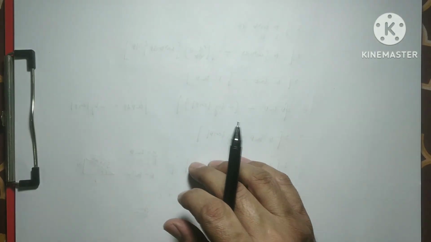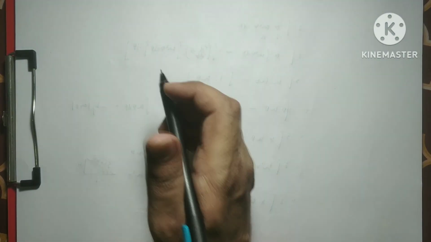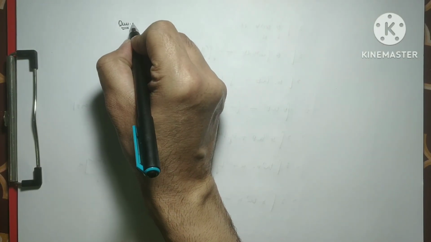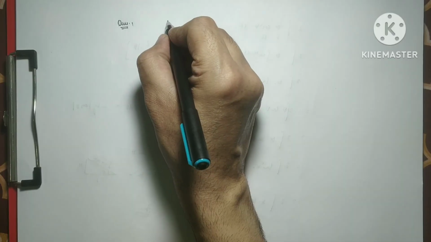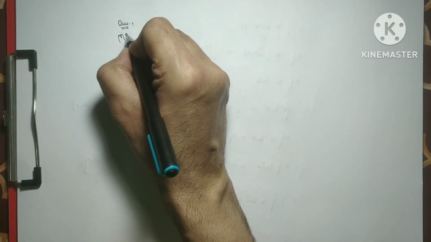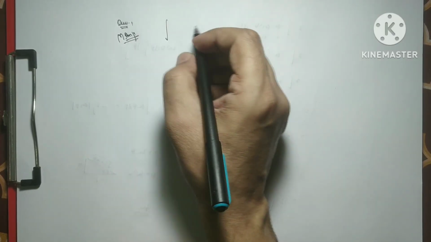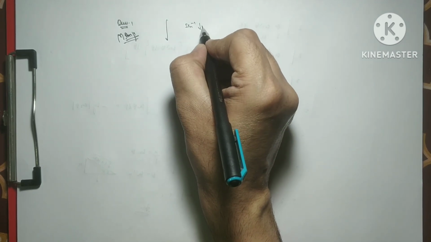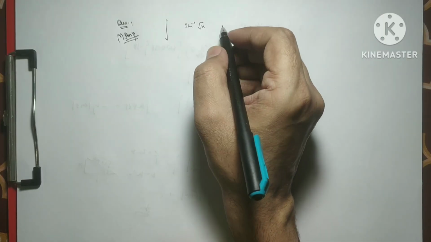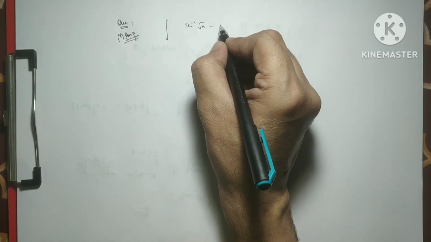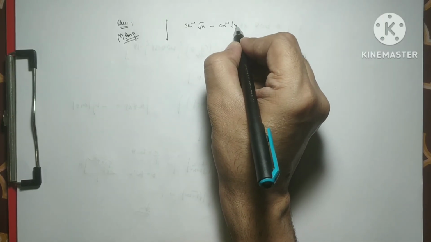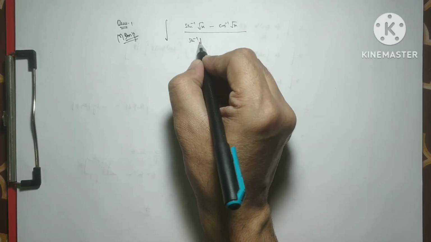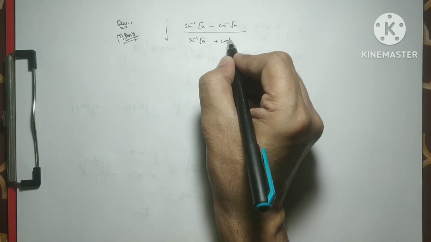We will use this. So the important questions, just like question number 1: integrate, this is the most important question, sine inverse root x minus cos inverse root x, divided by sine inverse root x plus cos inverse root x.